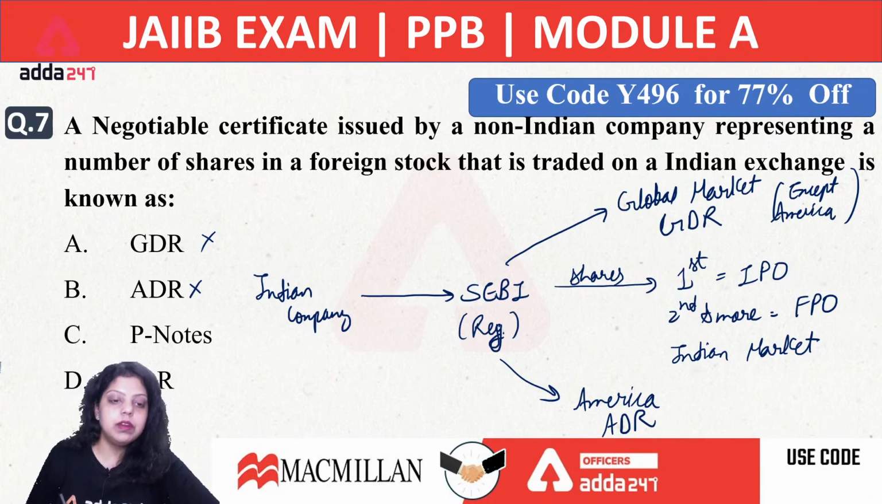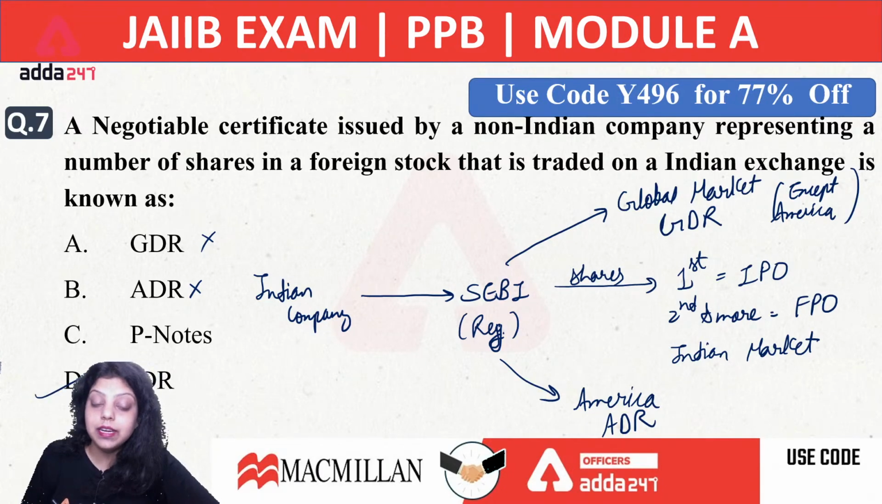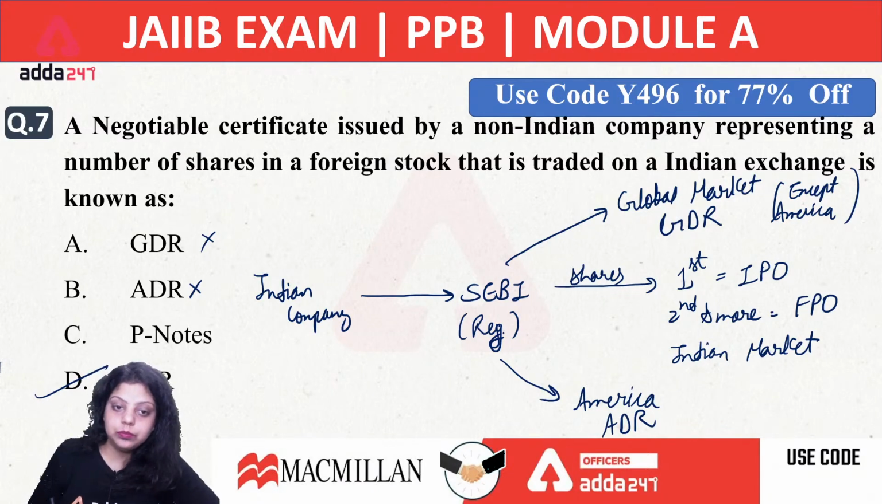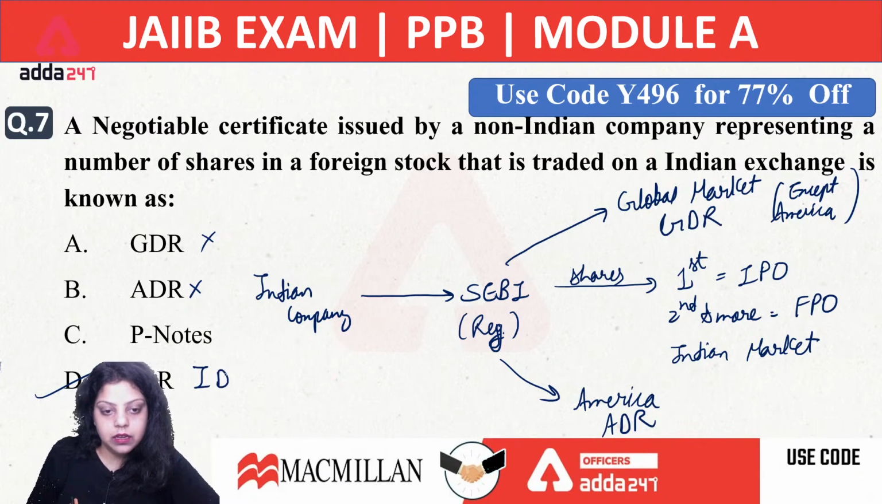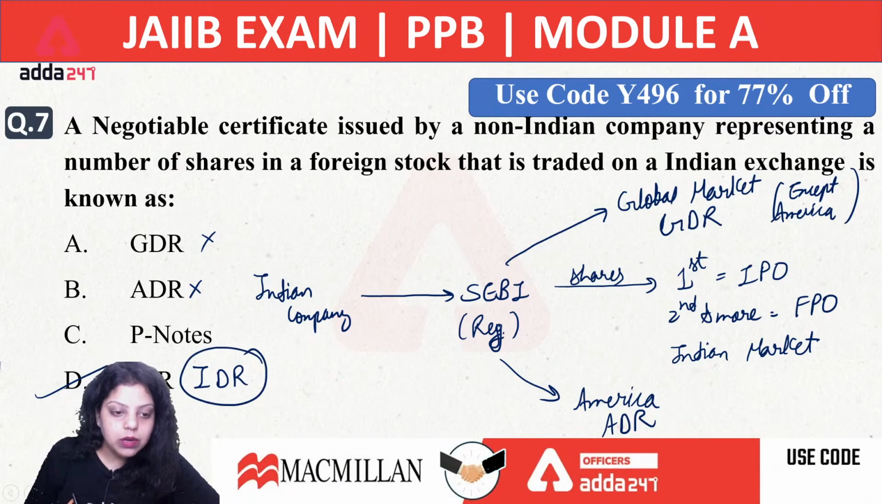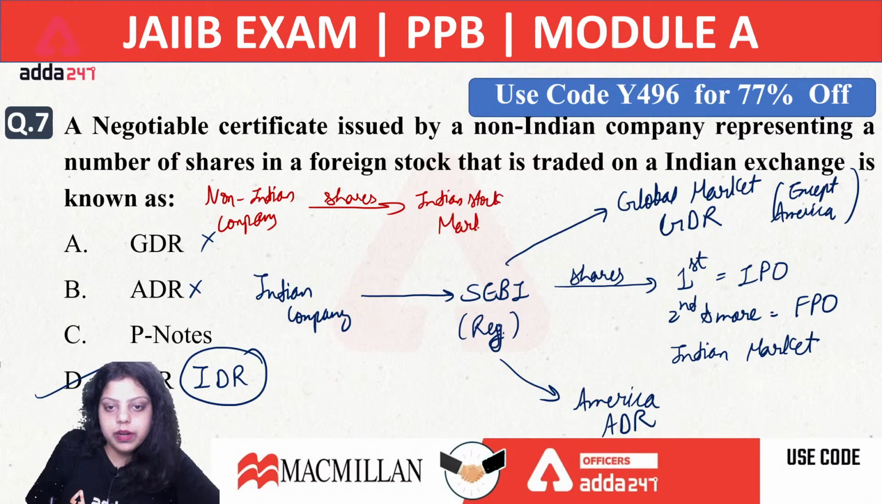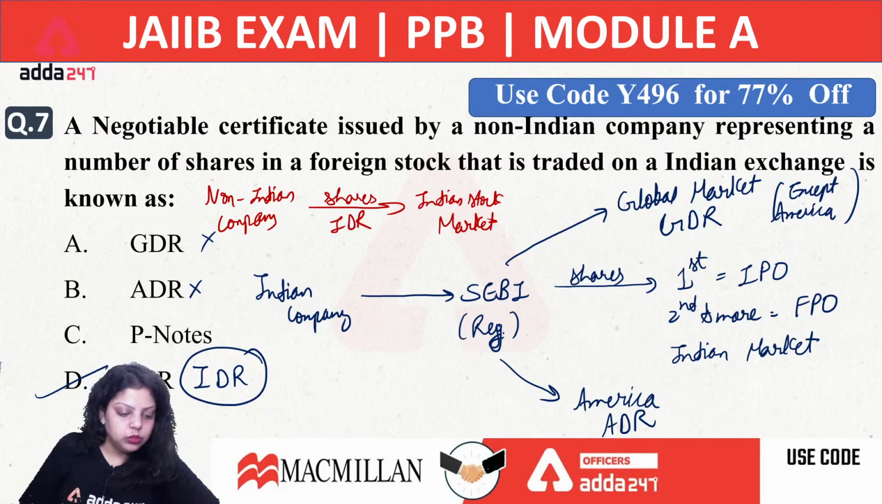Very good, now everyone is going with option D, that is IDR, and that is correct: Indian Depository Receipt. So what is an Indian Depository Receipt? When a non-Indian company wants to issue its shares in the Indian market, in the Indian stock exchange, it is known as an IDR. So the right answer is D, IDR.